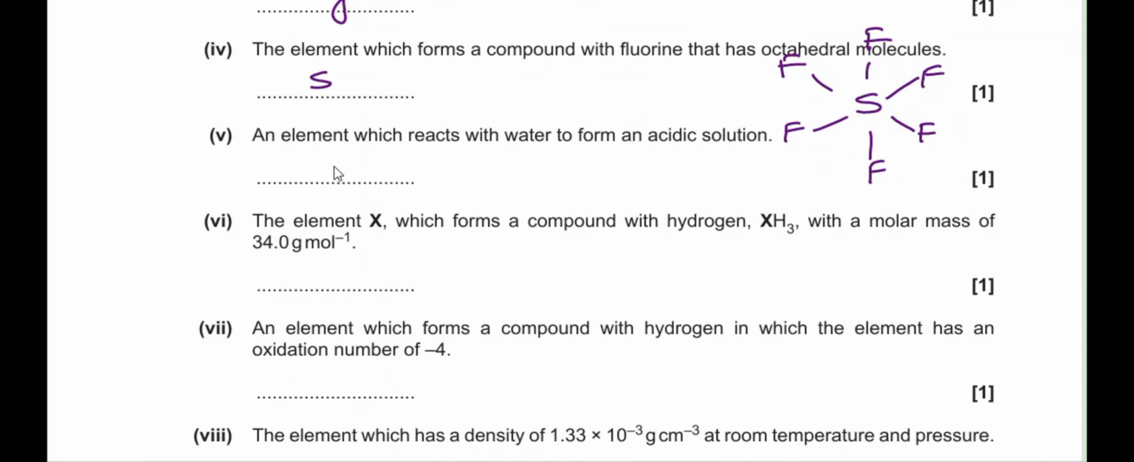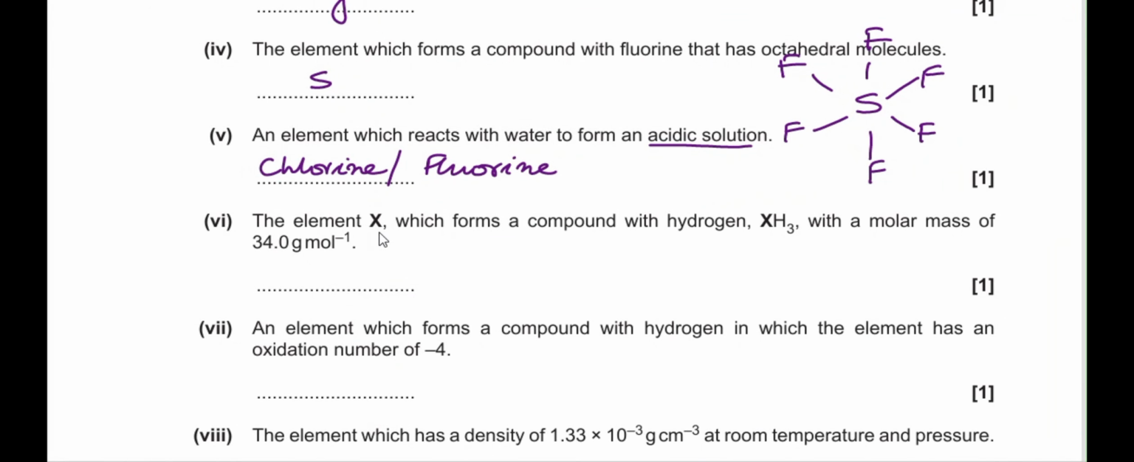Part 5. An element which reacts with water to form an acidic solution. It must be chlorine or fluorine. Watch out, there are other elements in the first 3 periods which will react with water to form alkaline solutions, but we are talking about acidic solution here.